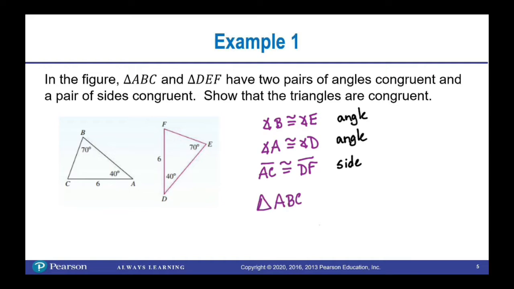And so triangle ABC is congruent to triangle. Remember, our matching pieces need to be named in the same order. How we name the first triangle doesn't matter, but I do need to pay close attention to how I name my second triangle. Angle A matches angle D, so we have D. Angle B matches angle E, so we have E, and then C and F match. And so these two triangles are congruent by angle, angle, side.